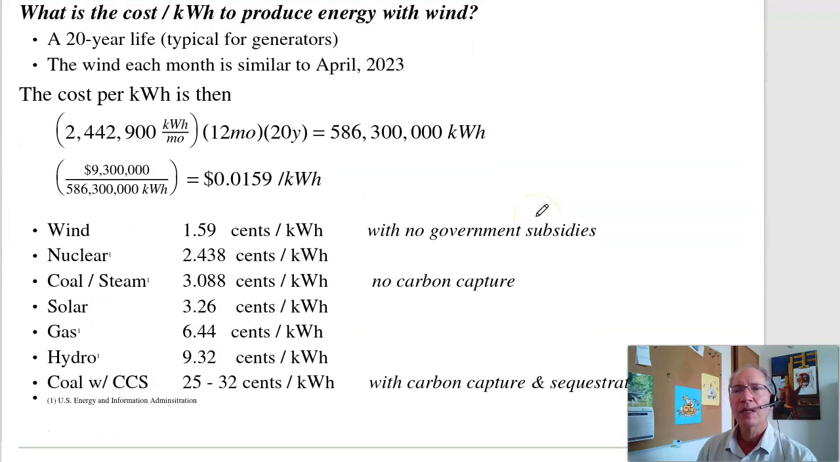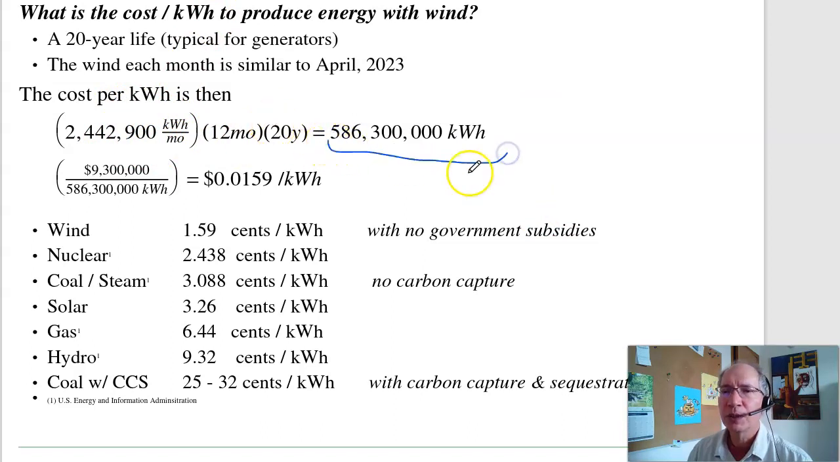Finally, how much does it cost to produce electricity using wind energy? Well, if I assume a 20-year life cycle, which is typical for generators, and assume the wind each month is similar to April 2023, which is kind of dubious, but let's just go with it. The cost per kilowatt is then, this is how much energy it produces each month, 12 months a year, over 20 years. This wind turbine should produce 586 million kilowatt hours over its life.